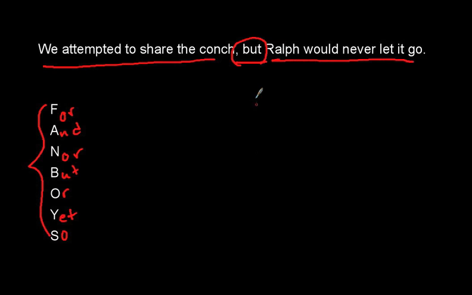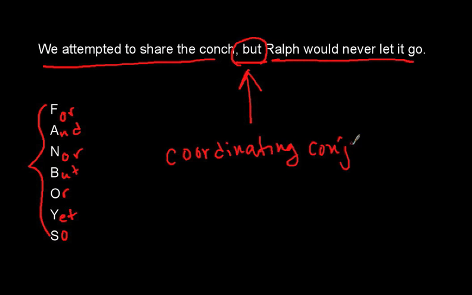And we will get to it, don't worry. But the thing I want you to remember is that when you have comma plus coordinating conjunction, you're going to be dealing with two independent clauses. This does not make Ralph would never let it go a subordinate clause. It does not. Subordinate clauses are formed by subordinating conjunctions and relative pronouns.